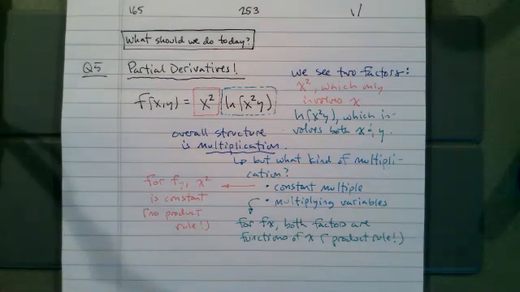Look for the overall structure. If the overall structure is multiplication, we have to think about what kind of multiplication we are dealing with. Are we multiplying by a constant, in which case we don't need the product rule? Or are we multiplying variable factors, in which case we do need the product rule? Note that we can use the product rule when we're multiplying by a constant, but the derivative of a constant is 0. So that's why we skip the product rule. It takes out one of those terms for us. Any questions?